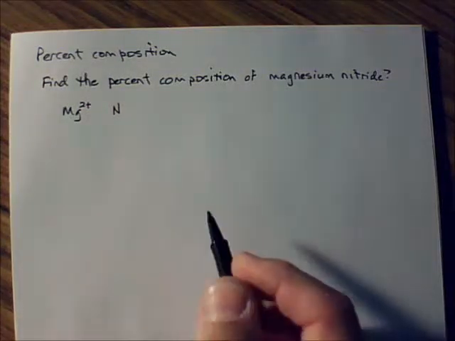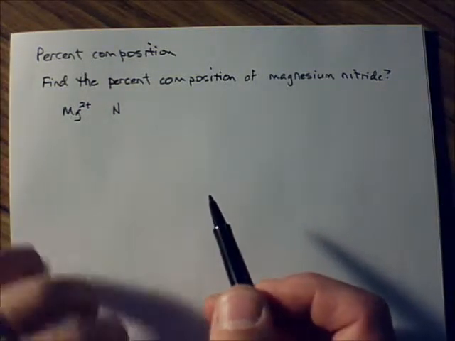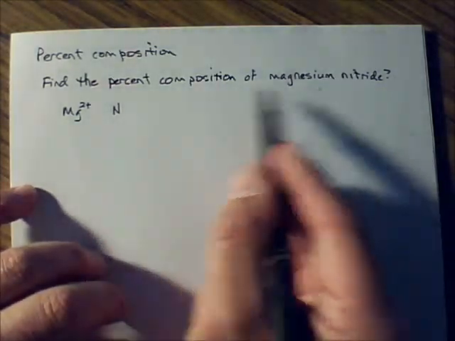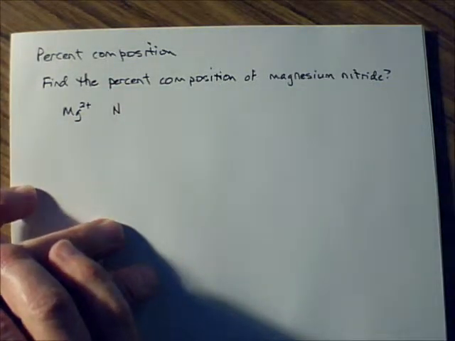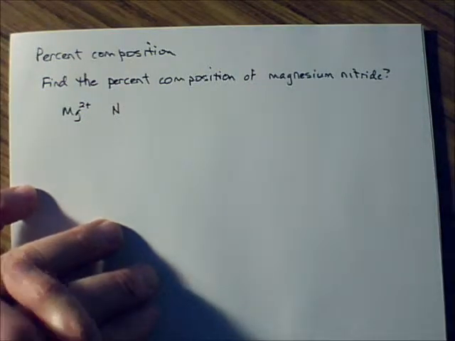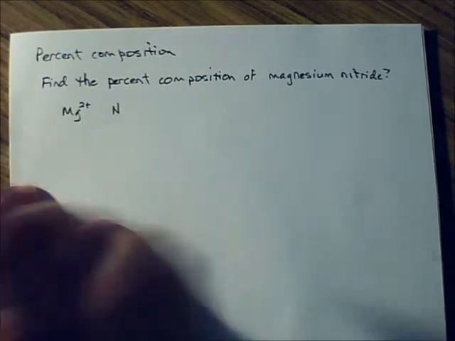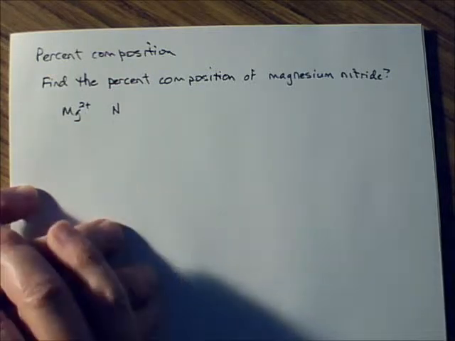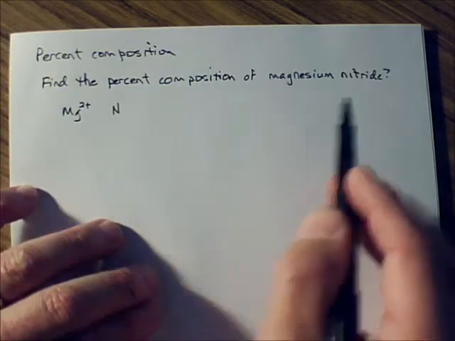All right, so this is problem number 19. We're doing a percent composition problem. First thing we're doing is finding the formula for the type of compound listed here by name. Magnesium is just magnesium from the periodic table. We got the charge from the periodic table with the oxidation numbers.